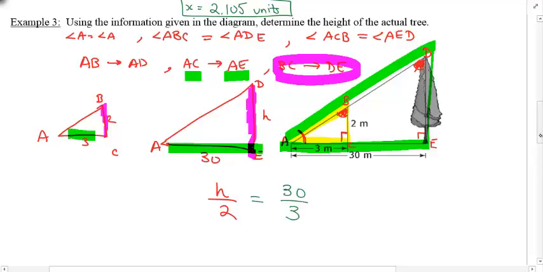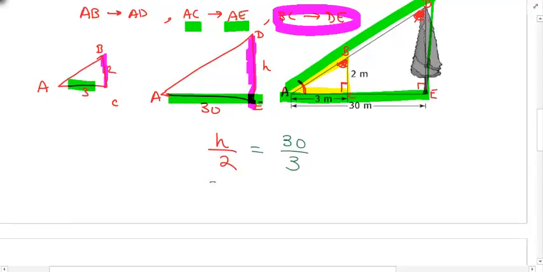We can once again cross multiply. 3h equals 2 times 30, which is 60. We'll divide both sides by 3, so h equals 20. So therefore the tree must be 20 meters high. That's pretty tall.